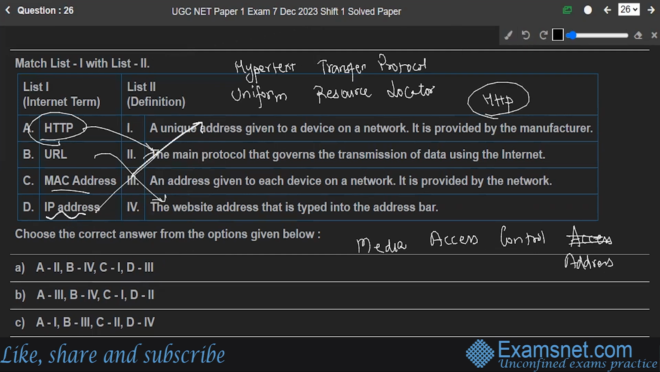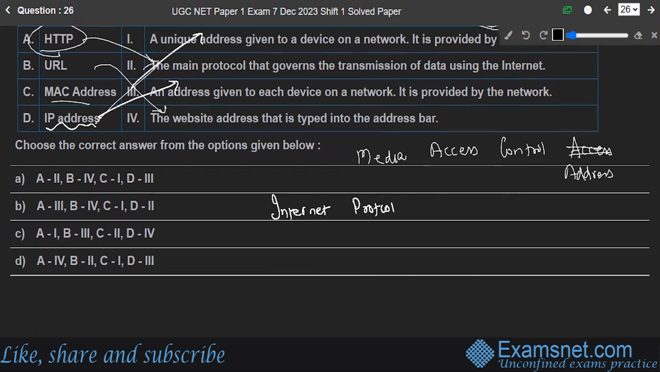Now, the IP address. IP address is Internet Protocol address. It's an address given to each device on the network. The IP address is used to identify the device on the network and to route traffic to and from the device. So this one matches with option 3. Okay, so let's see. A matches with 2, B with 4, C with 1, D with 3. That's the first choice. Option A is the right answer to the question.